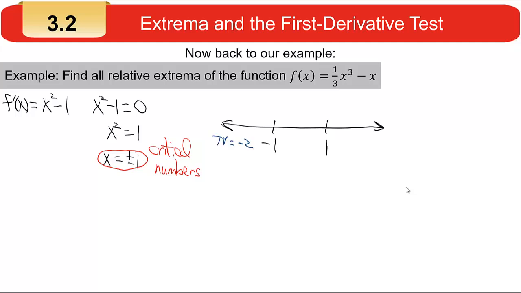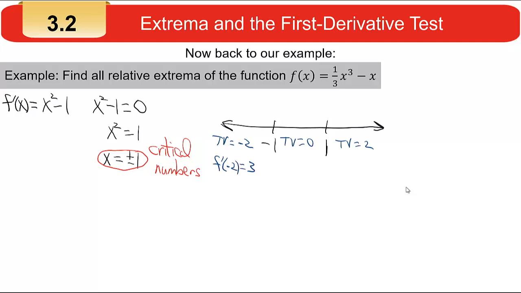Once you get those, you want to do a test value in each of the intervals formed by the critical numbers. So you want a number to the left of minus 1. I would probably choose minus 2. You want a number between minus 1 and 1. I'd probably choose 0. And you want a number bigger than 1. I would probably choose 2. What do you do with those numbers? You plug them into the derivative, because the derivative tells you what the slope is, and the slope tells you about increasing decreasing, which is what we want for our increasing decreasing chart.